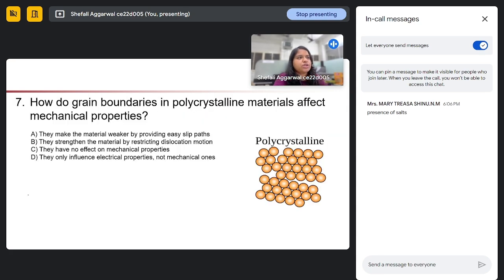Okay, so the next question is, how do grain boundaries in polycrystalline materials affect the mechanical properties of material? So we all know about polycrystalline materials. They are made of different grains, and inside the grain it is crystalline, and outside the grain there are grain boundaries. They make the material weaker by providing easy slip path. They strengthen the material by restricting dislocation motion. They have no effect on mechanical properties. They only influence the electrical property, not mechanical.